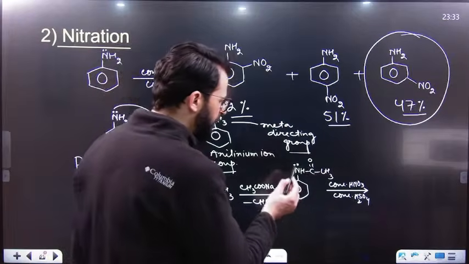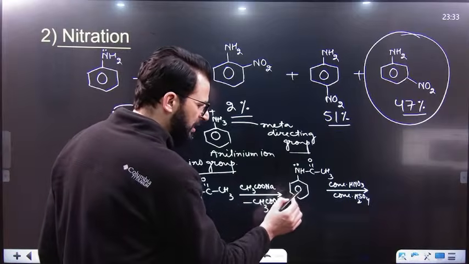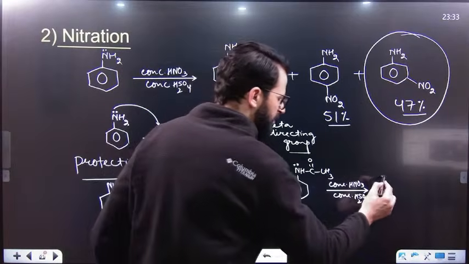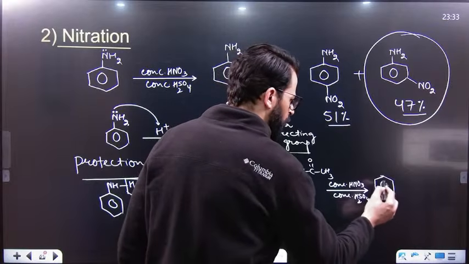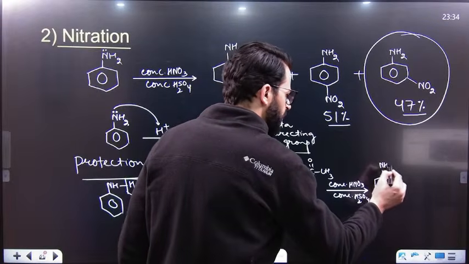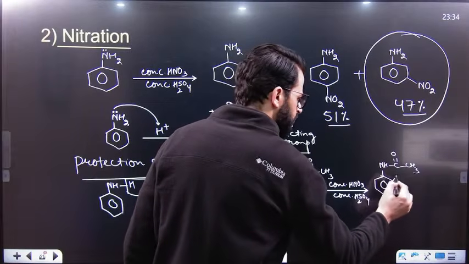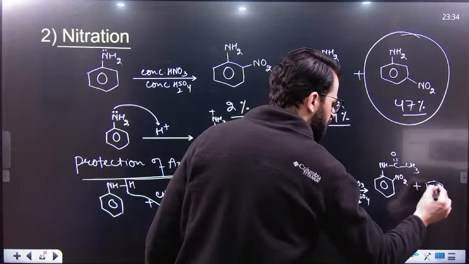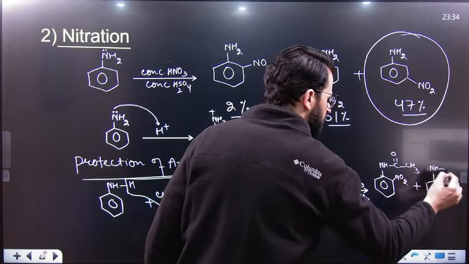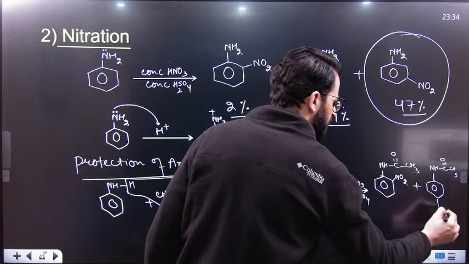So what will happen? It will donate electron to ring and it will increase electron density of the ring at ortho and para position. That's why the electrophile, I mean say NO2 positive, will go either to ortho position or to para position. But remember, para will be the major one. So this will be formed.